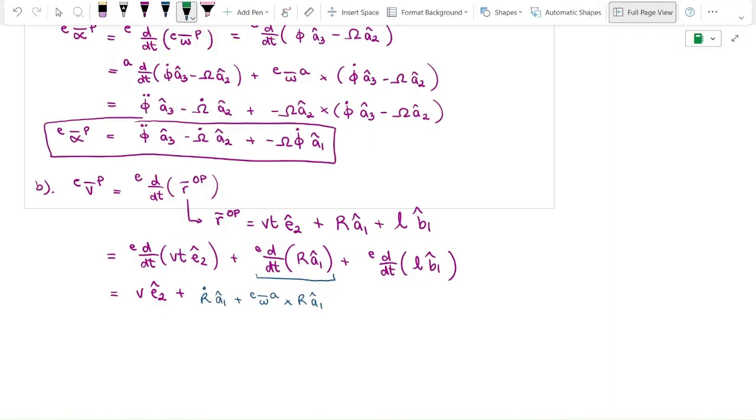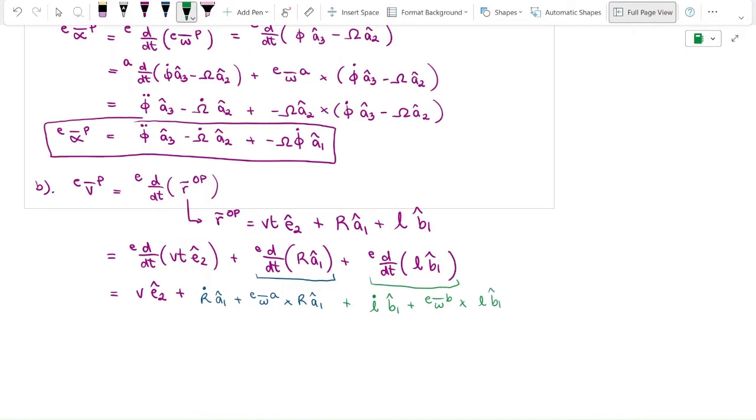And then we have the second term, which is the B frame term, which is just equal to the time derivative of it with respect to the frame it's in, plus the angular velocity of the frame it's in with respect to the E frame, crossed with the original vector.